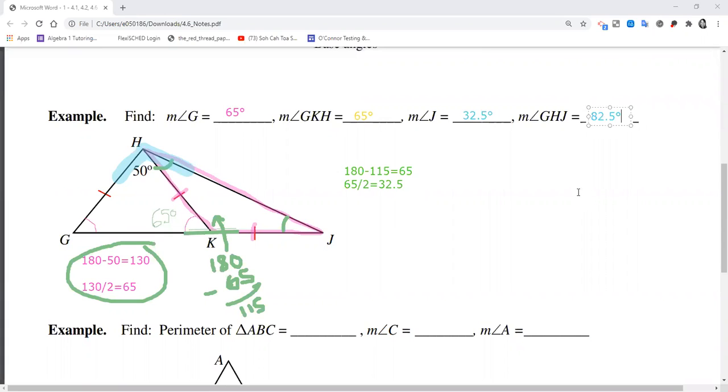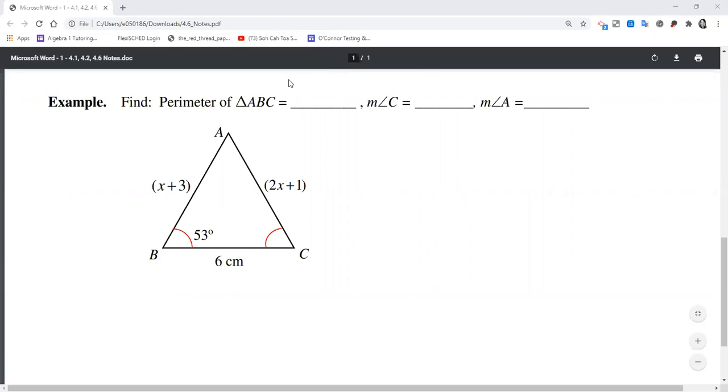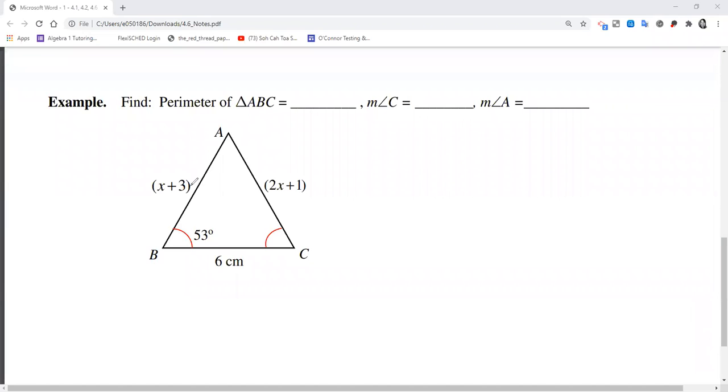So those are all the angles on those two isosceles triangles. I want you to notice first that we have two congruent base angles. Because there are two congruent base angles, I then have two congruent sides that are opposite each of those base angles. So because of that, I can set up an equation to solve for x. Let's go ahead and do that now. Let's keep it in red.